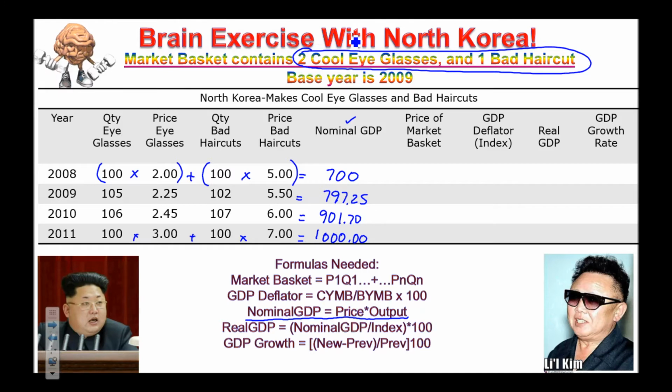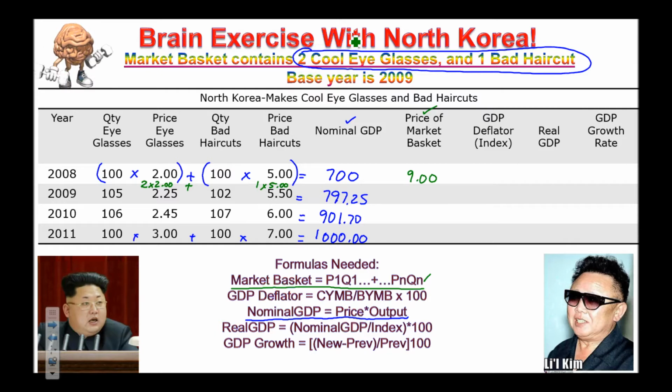In order to do that, now we have to focus on the price of the market basket. So the market basket is going to be this formula: basically the price of one thing times the quantity of that thing plus the price of the other thing times the quantity of the other thing, and so on and so on. This isn't a very good actual formula for it, so I'll do this in green. We have to remember there's 2 eyeglasses. So for example, we take the number 2 times the price, and then we add 1 times the price of the haircut, since there's 1 bad haircut. That's going to give us $9 for our market basket in 2008.